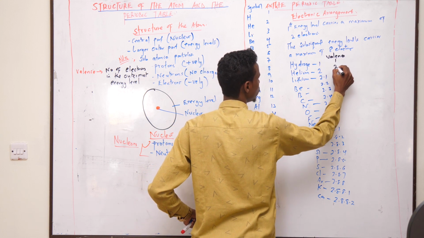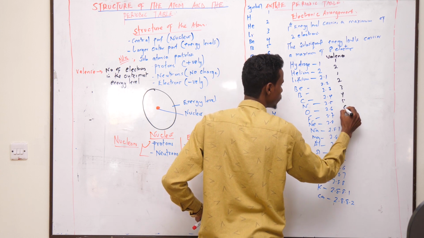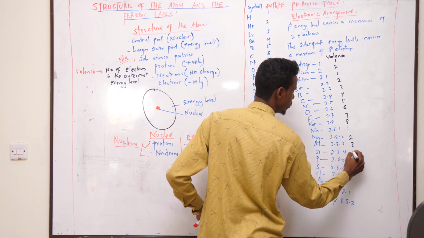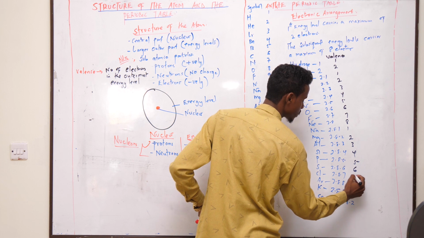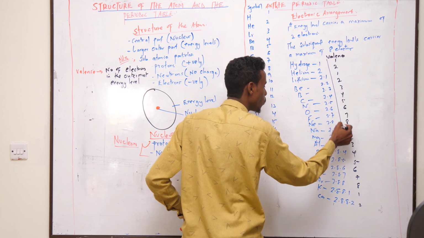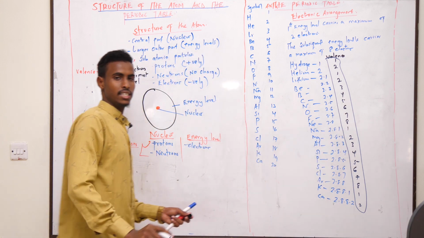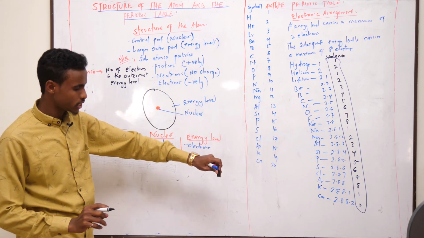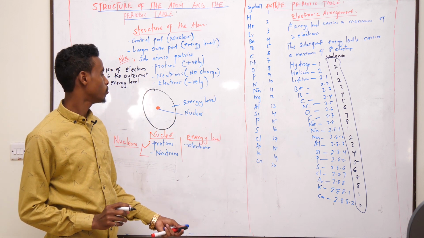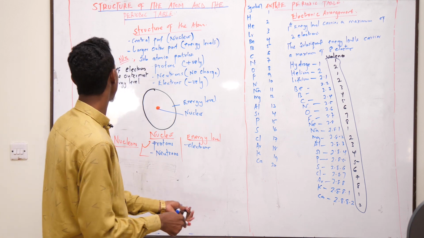Very good. If you look at the valence here, it is 1, here is 2. The valence here is 1, then 2, 3, 4, 5, 6, 7. Here is 8, then 1, 2, 3, 4, 5, 6, 7, 8, 1, 2. Now you can see the valence, the number of electrons in the outermost energy level of an atom of an element.